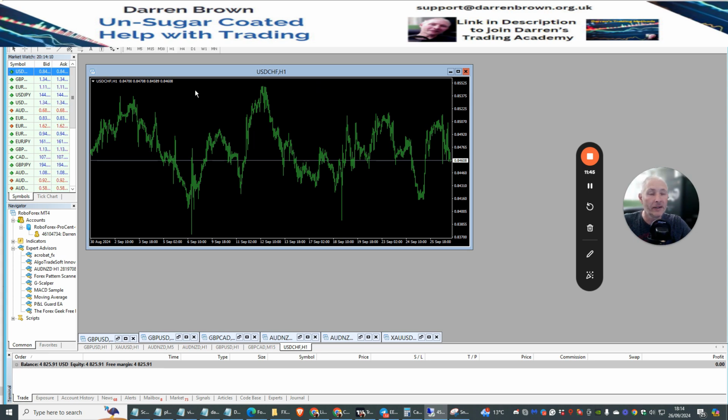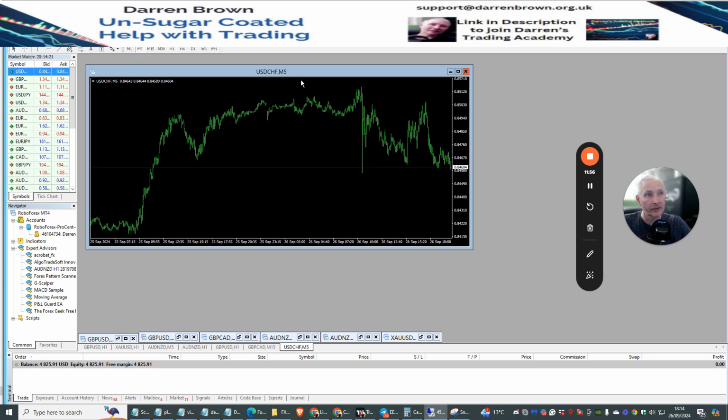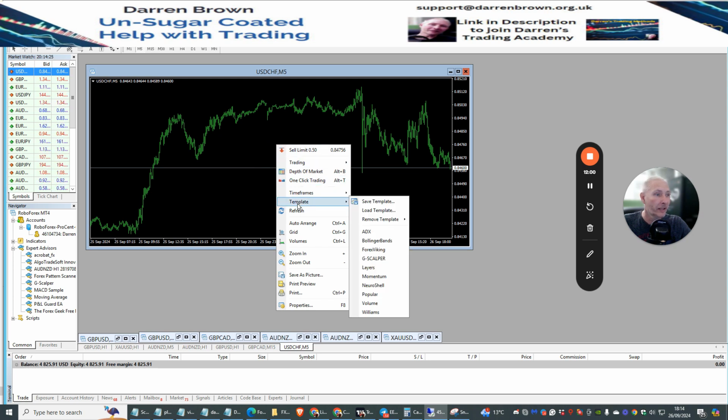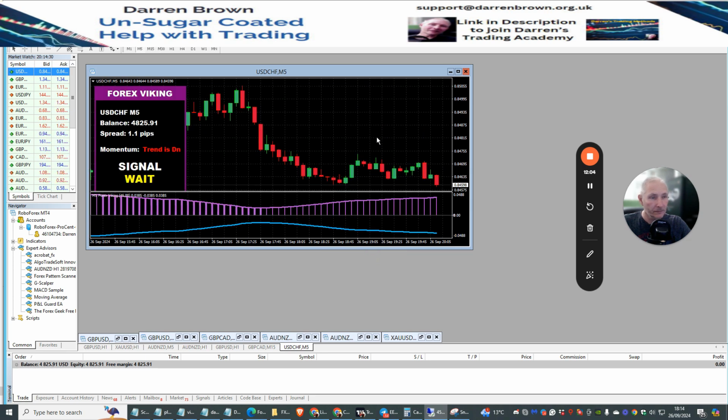And what we're going to do is transfer the template into this chart. It's very simple. All you need to do is make sure your mouse is over the chart that you highlighted. You also need to first of all make sure it's in the 5-minute window. You want to right mouse click, go to Template, and click on the Forex Viking. And what this is going to do is open up the template, which also includes the indicator which you've downloaded and put into the indicator folder. So you do not need to worry about setting this up.